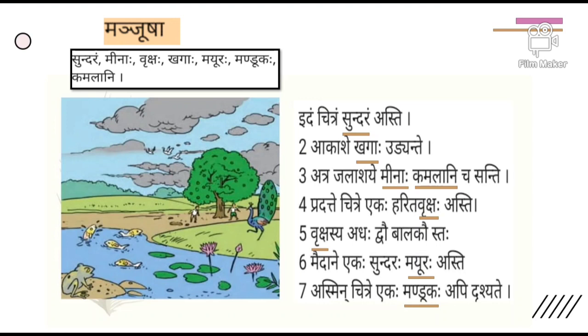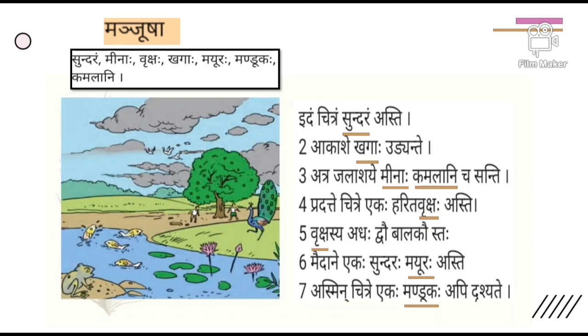Next one is pradattah. Pradattah means given. Pradatte chitre means in the given picture. For example, we can make one sentence. Pradatte chitre aneke janah bhramanti. In the given picture, aneke janah. Aneke plural. Janah plural. Bhramanti, that is also plural. So, almost all the points are explained here.